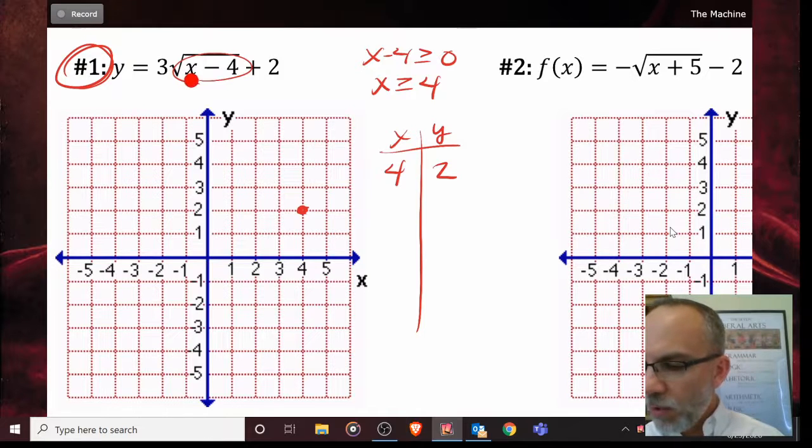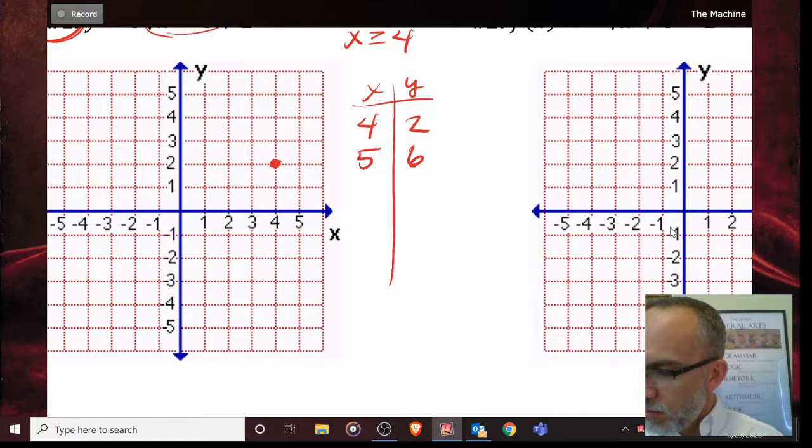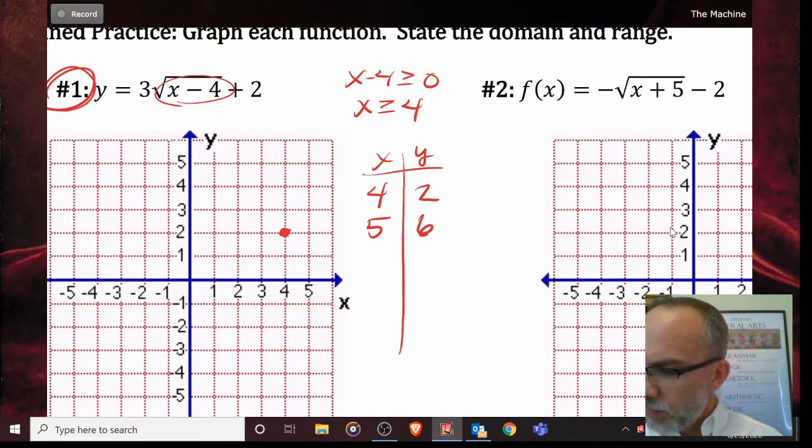Now, what's the next thing that I can take the square root of easily? Well, I can take the square root of 1. What does x have to be to make my radicand 1? 5. So if I plug 5 in here, 5 minus 4 is 1. Square root of 1 is 1. 3 times 1 is 3, plus 2, 5. Oops, I said 6, over too far. So 5. No, hang on. 3 plus 2, 5.